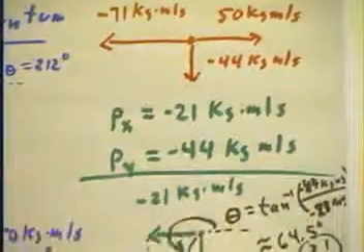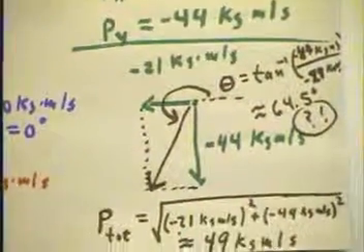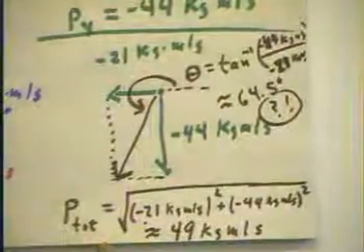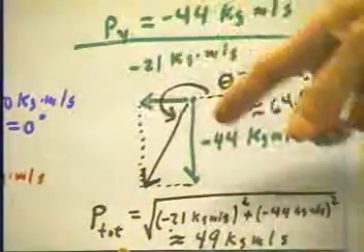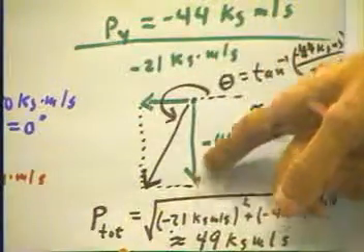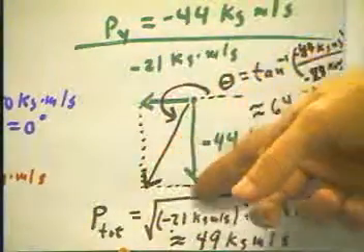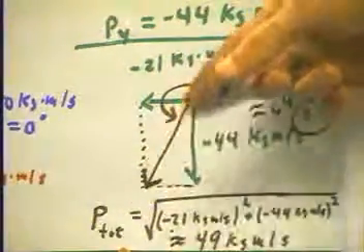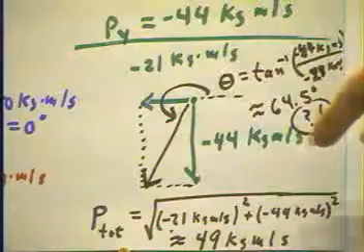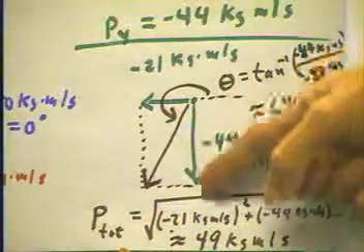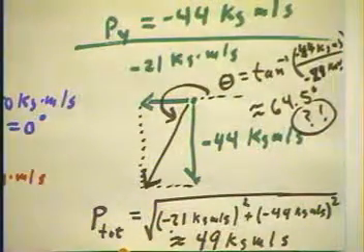So we have the vector diagram that we see here. The negative 21 kilogram meter per second x momentum and the negative 44 kilogram meter per second y momentum. We draw the rectangle and the diagonal vector, and that's going to be our resulting vector. We're going to get an angle that's equal to the inverse tangent of the y component, negative 44 kilogram meters per second, divided by the x, which is negative 21 kilogram meters per second.